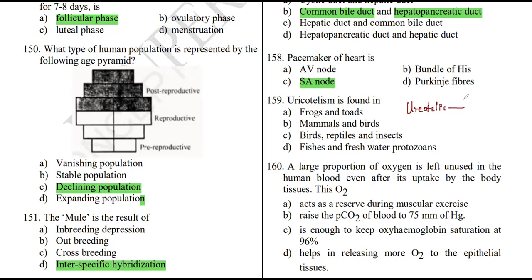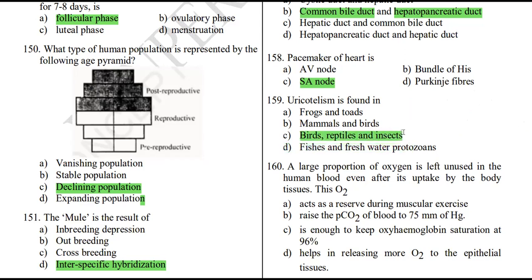Ureotelic means they release urea. Uricotelic means they release uric acid. Uric acid needs very little water to be excreted. So birds, if you see, they have pellets. Some reptiles have very thick excreta. Some insects have thick excreta. So the answer is going to be option C.